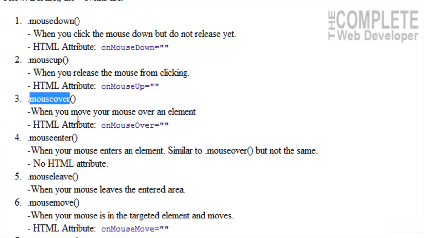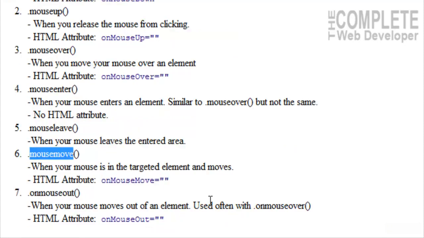Then we have mouse over. And this is when you move your mouse over an element. And its HTML attribute is onMouseOver. Then we have mouse enter. And this is when your mouse enters an element. This is similar to mouse over, but it's not quite the same. And there is no similar HTML attribute for this. We have mouse leave, and this is when your mouse leaves the entered area. So mouse enter and mouse leave usually work together, hand in hand, and there is also no HTML attribute for that.